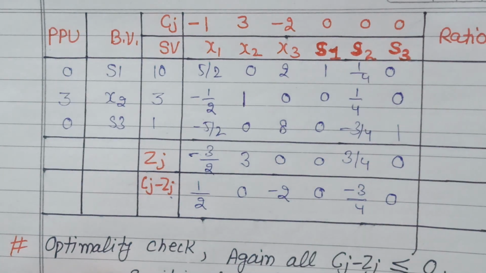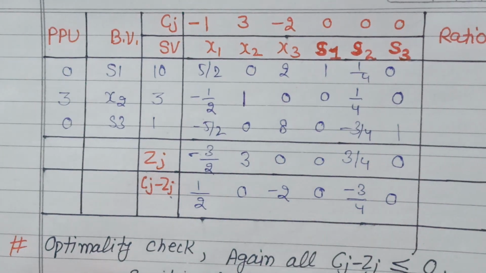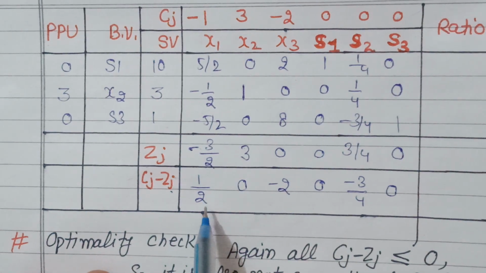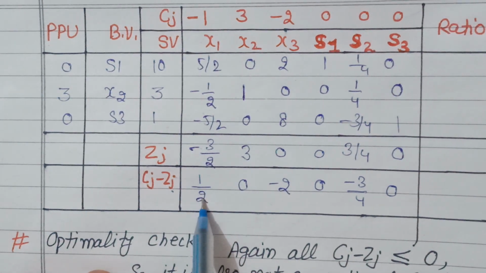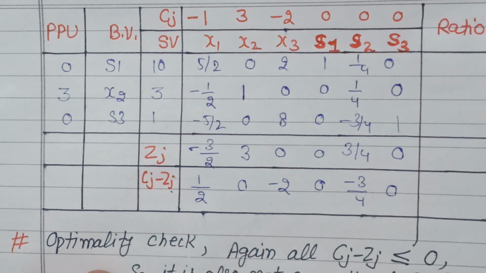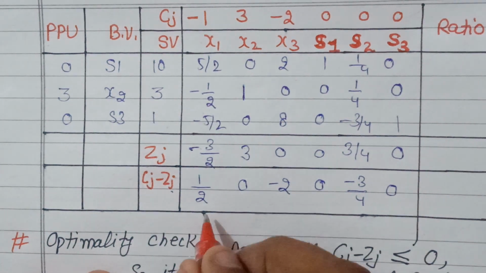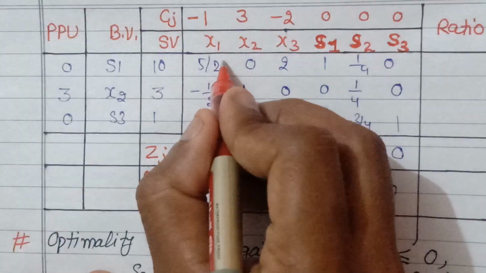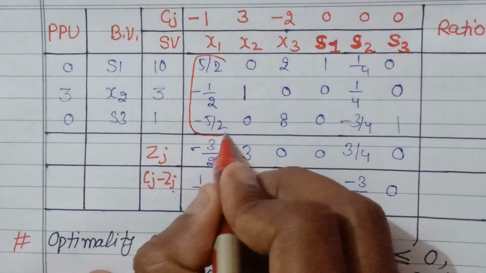So let us again find the different values. Here in this case you will see that this is the highest positive value in front of Cj minus Zj. So this will be the element we have to select. So this is the key column now.